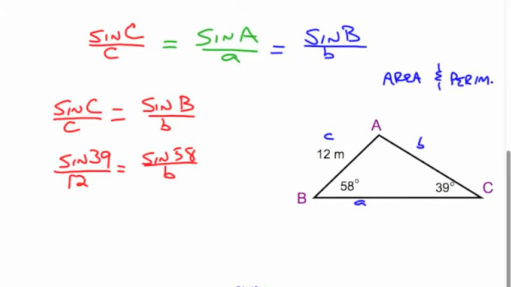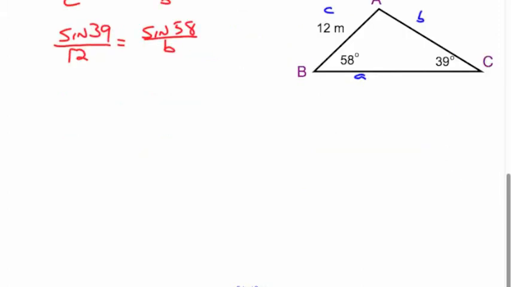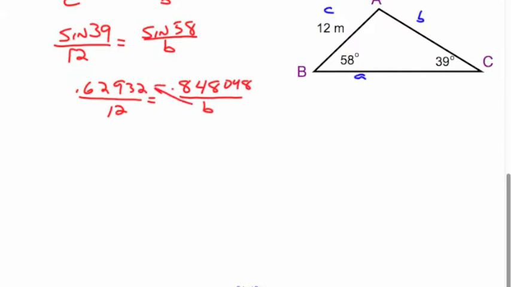So we do some cross multiplication, do some calculations, and we are left with 0.62932 over 12 equaling sine 58 over b. I'm not going to bore us with all of these calculations, but you can try this on your calculator as I go along. We cross multiply, and it ends up working out to b being approximately 16.17 meters. Okay, so we've got 16.17 meters.